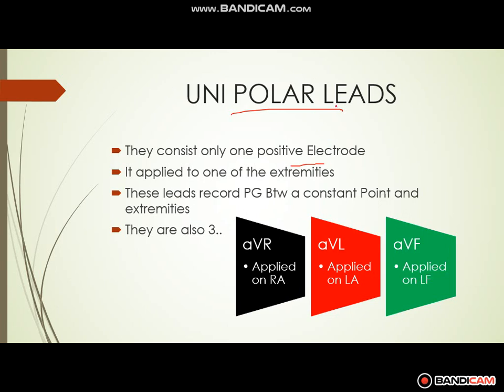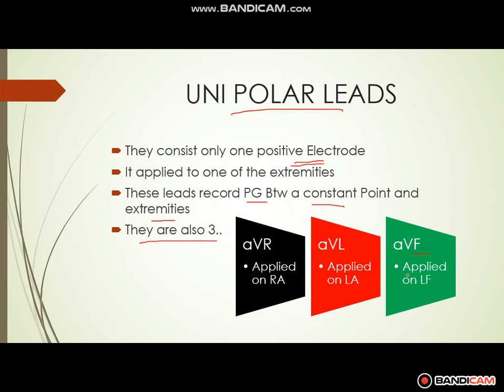Then we come to another type of lead, unipolar leads. They consist of only positive electrodes. In bipolar leads we have two electrodes, positive and negative, but in unipolar leads we have only one electrode, which is the positive electrode. The other electrode is treated as a constant point, and they show the potential gradient between that constant point and one of the extremities.